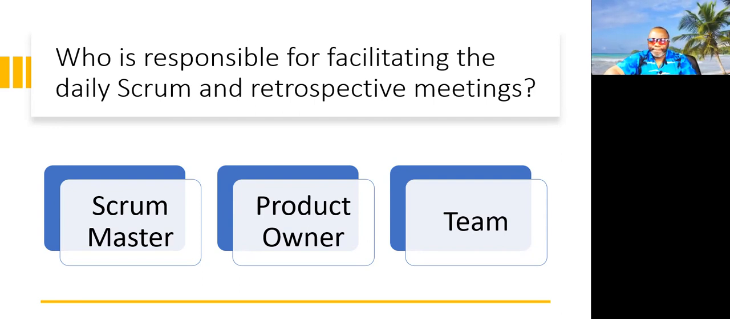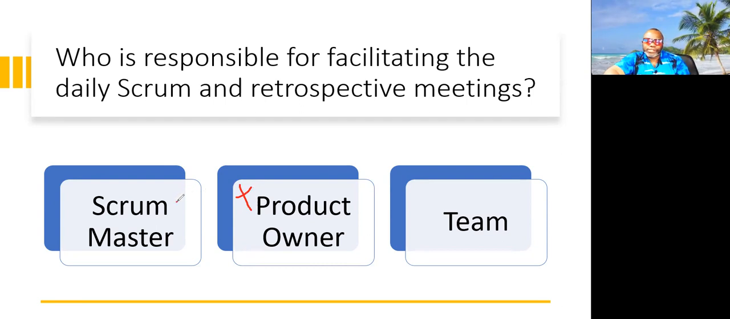All right, 3, 2, and 1. All right, so let's take a look. Who is responsible for facilitating the daily Scrum? It might shock you. It says facilitating the daily Scrum and retrospective meetings. Well, did you know that the product owner does not need to be in the daily Scrum? We would want the product owner to be in the retrospective.